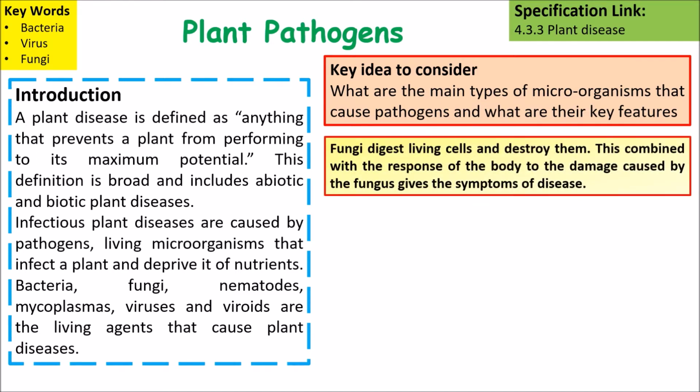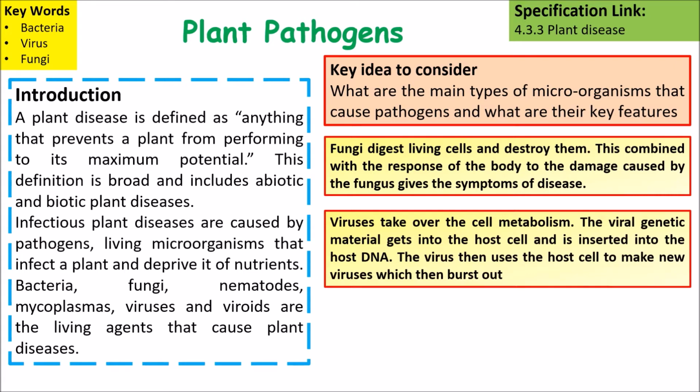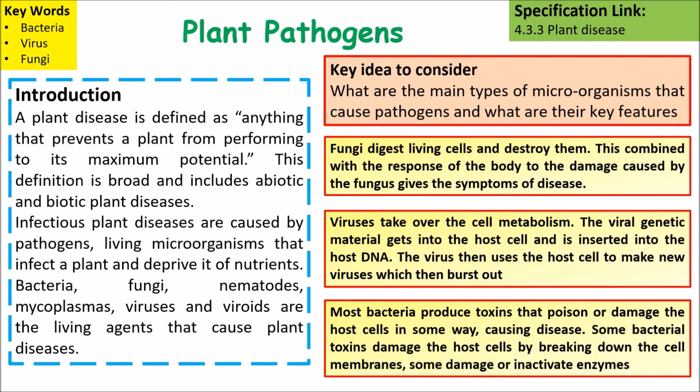So, remember, three types of pathogens. First one, fungi. Fungi digest living cells and destroy them. This, combined with the response by the plant, will cause the symptoms of the disease. Viruses take over cell metabolism, so the viral material gets into the host cell and is inserted into the host DNA. The virus then uses the host cell to make new viruses which burst out, which will subsequently destroy the cells. And finally, bacteria that are infecting plants will quite often produce toxins, and these toxins will damage the cells in the plant.